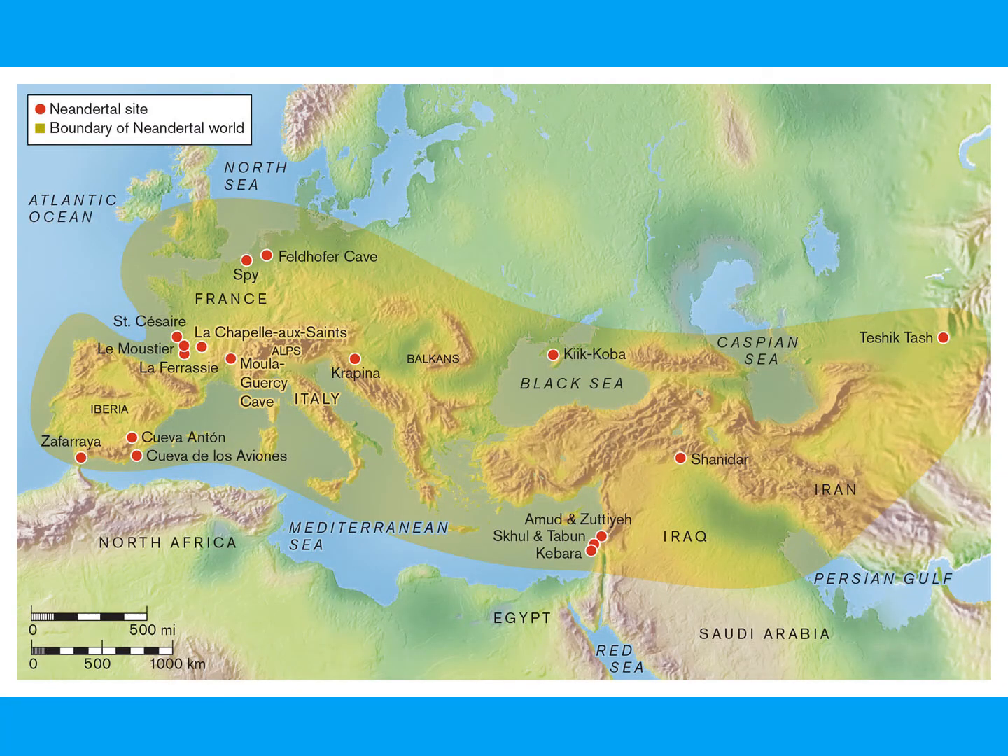So all of the red dots outlined here are major sites where we have found Neanderthal specimens, right? And the shaded area shows essentially their home range, right? So they never really made it much further south in Iraq. They never really made it into China or other places in Asia, and they were not in Africa.